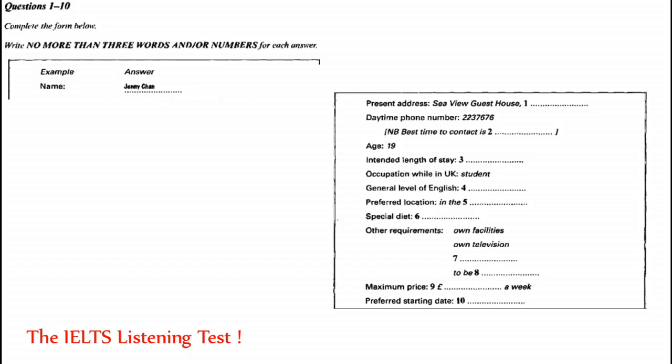The student's name is Jenny Chan, so Jenny Chan has been written on the form. Now we shall begin. You should answer the questions as you listen, because you will not hear the recording a second time. Listen carefully and answer questions 1 to 5.